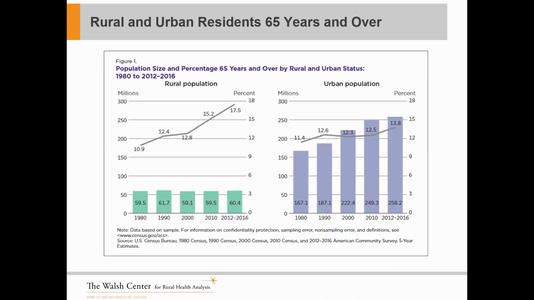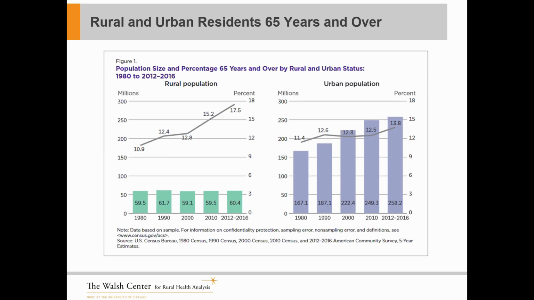First and foremost, approximately 60 million people are rural Americans, and 1 in 5 are considered rural. However, the demographics in rural America differ from the demographics in urban America. I think the most striking difference is the age distribution of our populations. If we compare rural with urban, 40 years ago, the population 65 years and older was actually smaller in rural America than it was in urban.